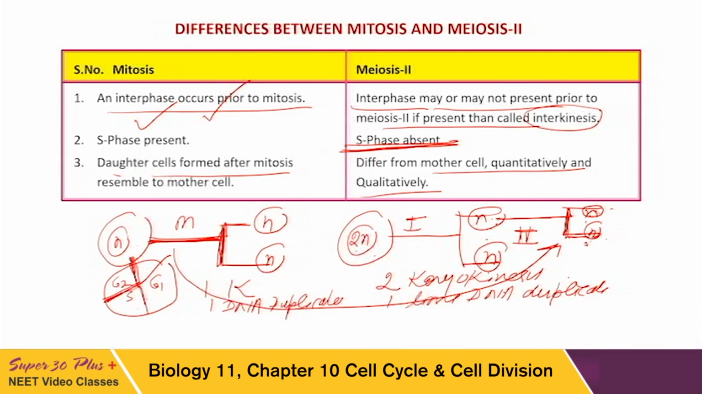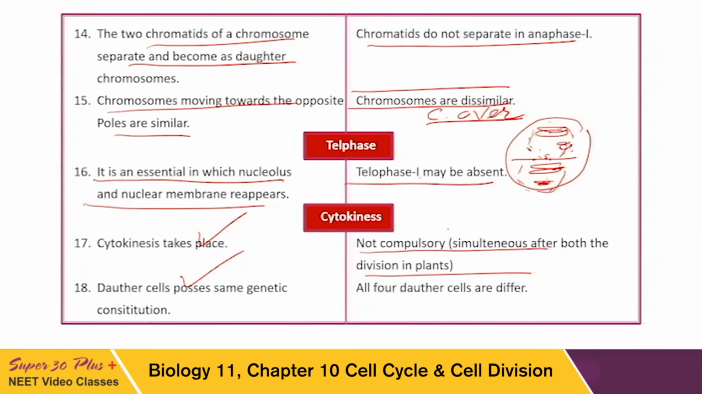And you see, numerical problems related to the amount of DNA and number of chromosomes. This is a very important question. I told you, in meiosis there are two times karyokinesis, only one time DNA duplication, while in mitosis only one time karyokinesis, one time DNA duplication is there. Is it right? So you have to see the differences. We can have a very fast recap of this part. Yes, see now.